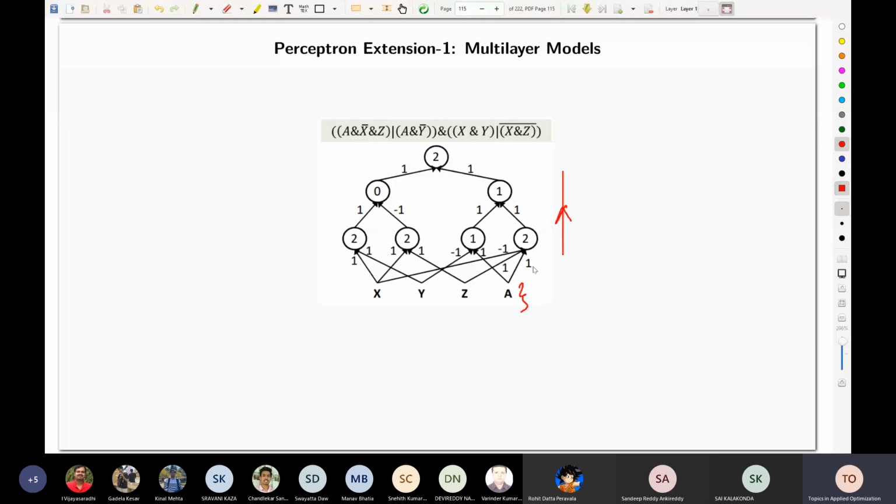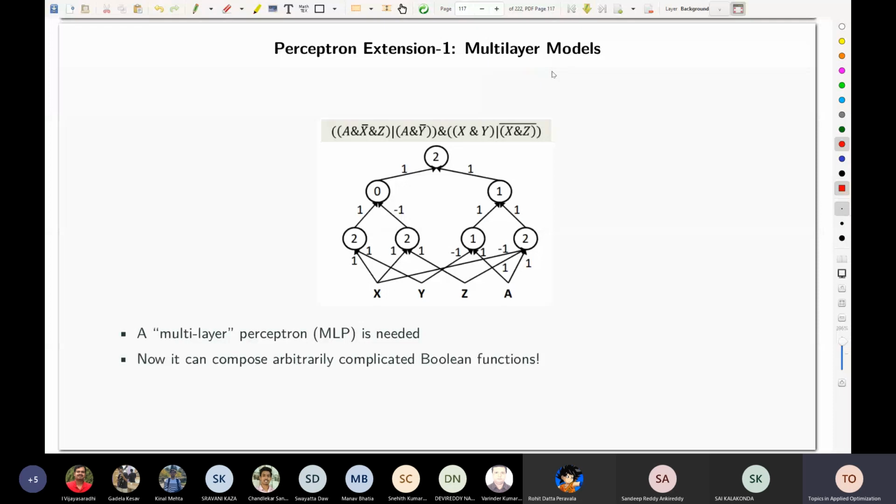So inputs are here, they go in, and there are 4 perceptrons in the first layer, the hidden layer, and then 2 in the second. And then lastly, we have 1, and that gives us the output. Okay. So that's where the idea of the multi-layer perceptron model came. So it can compose arbitrarily complicated Boolean functions.